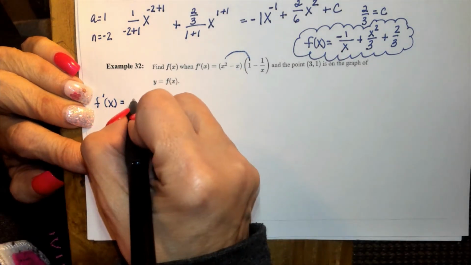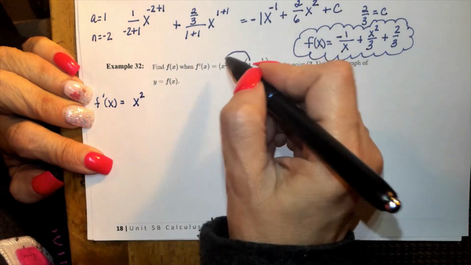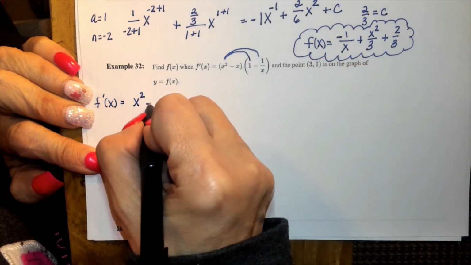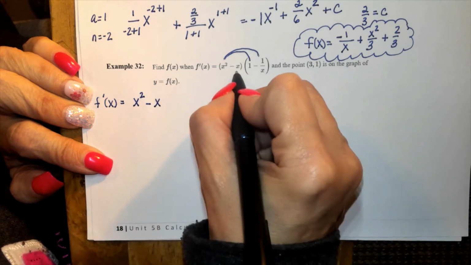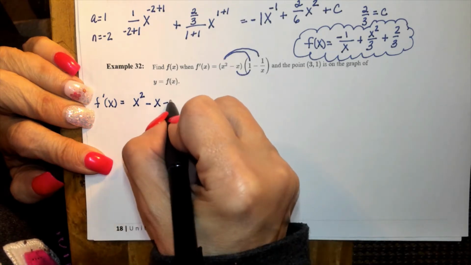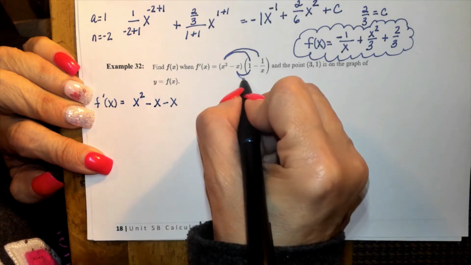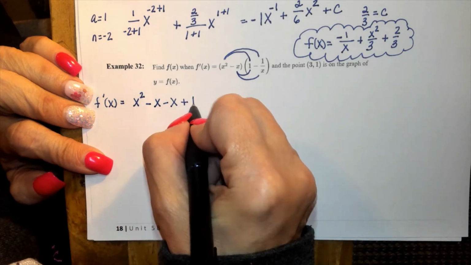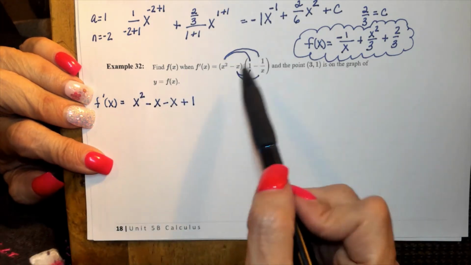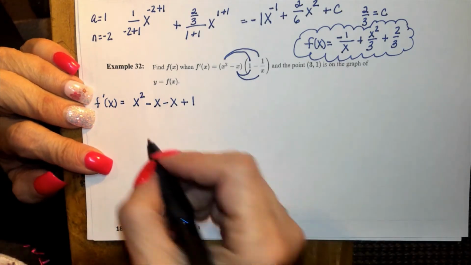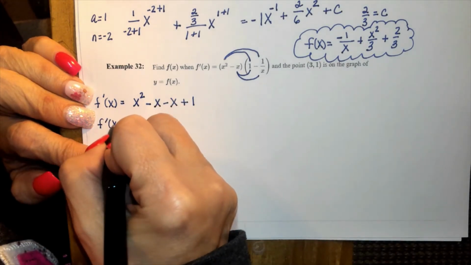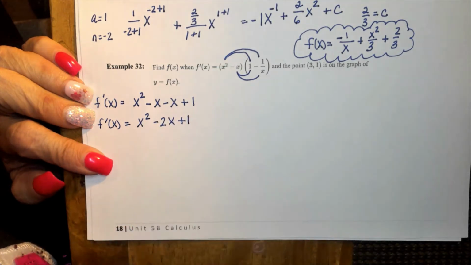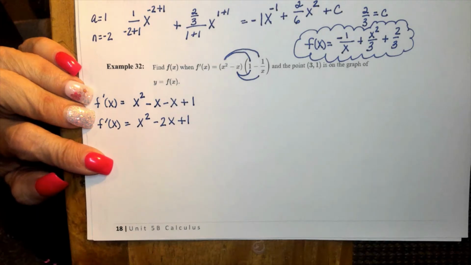x squared times 1 would be x squared. x squared times negative 1 over x is going to be negative x. Negative 1 times x is going to be negative x. And negative 1 times negative 1 over x is going to be a positive 1. Now that is just algebra. If I lost you on that, go back and write it out. Use your box, whatever you want to do. I'm not going to spend a lot of time on that. That's just basic algebra: x squared minus 2x plus 1. Okay, so I've simplified the derivative.